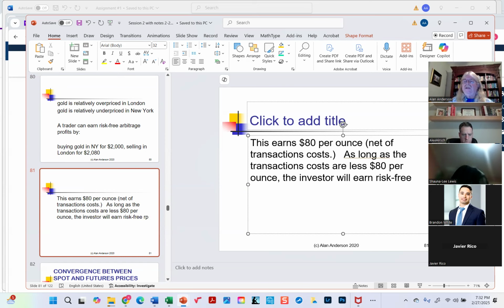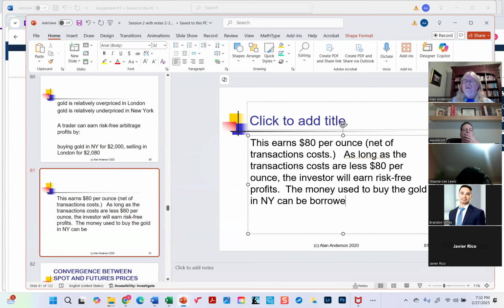And the money itself could be borrowed. So the money used to buy the gold in New York can be borrowed and repaid almost immediately. So for all practical purposes, it's not costing you any money to borrow this money. It's a matter of seconds that this happens.